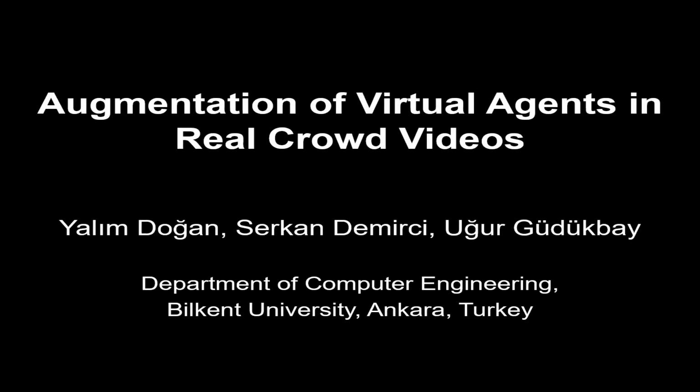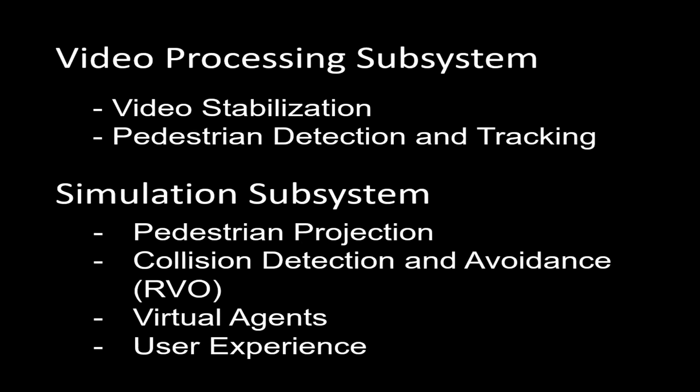In this video, we are going to introduce our framework for augmenting virtual agents in real crowd videos. Our framework consists of two subsystems. First, we process the given video file by stabilizing each frame for better detection. We then detect and track pedestrians in each frame. Then we project the pedestrians in order to simulate them as simple three-dimensional models. Augmented virtual agents move without colliding with the real pedestrians, with the usage of a collision detection and avoidance algorithm. Our framework also provides a graphical user interface.